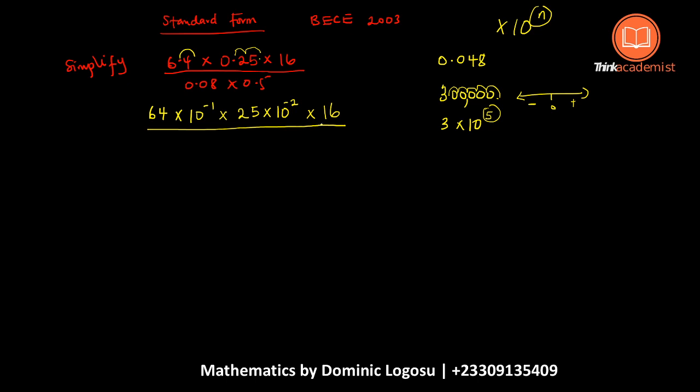Okay, so we have 0.08. We don't want to work with 0.08, we want to work with 8. So we are going to flip how many times? 1, 2. So it becomes 8 times 10 raised to the power 2. Which direction are we flipping to? We're flipping to the right hand side. So that's positive. Sorry, that's negative.